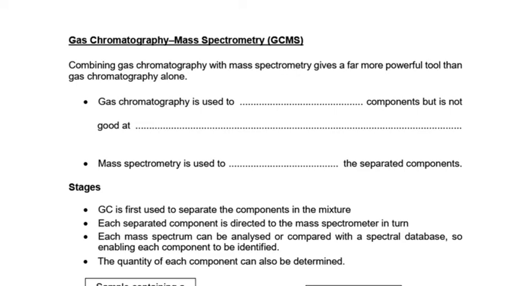In this final video, we're going to look at how you can combine gas chromatography with mass spectrometry to improve the usefulness and make it more powerful as a technique. So we know that gas chromatography is great to separate the components of our mixture, but it's not very good at identifying them. We've got all those limitations to identification.